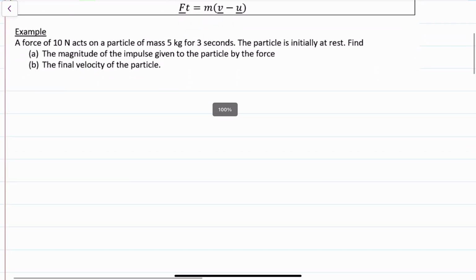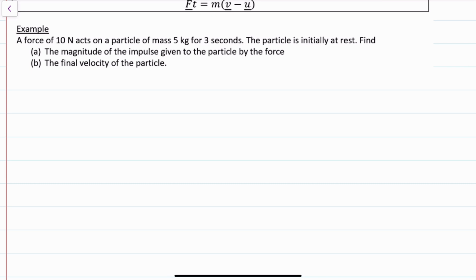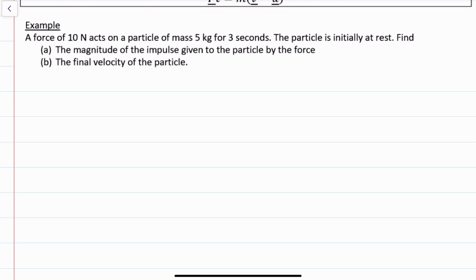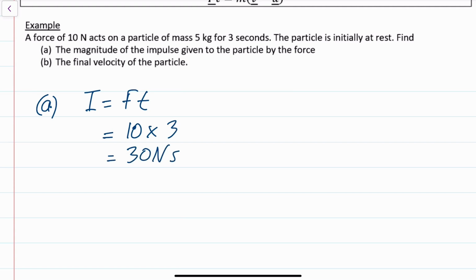Okay, so this example says a force of 10 newtons acts on a particle of mass 5 kilograms for 3 seconds. The particle is initially at rest. Find the magnitude of the impulse given to the particle by the force. So first of all, impulse is equal to force times time. So it's equal to 10, and it acts for 3 seconds, so it's equal to 30, and the units of impulse are the same as that of momentum. It's equal to 30 Newton seconds.